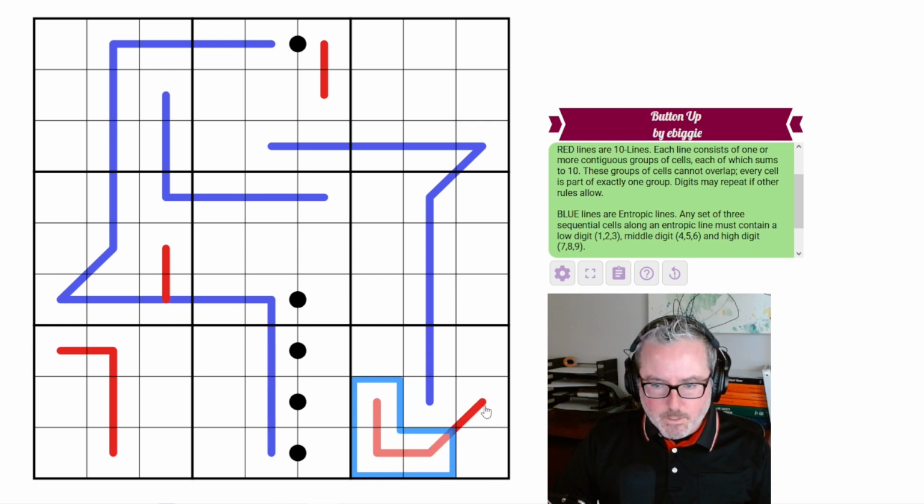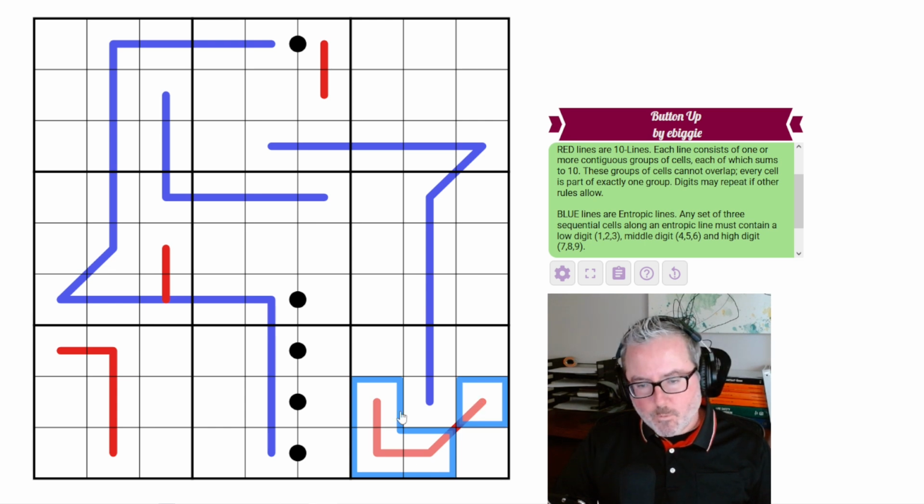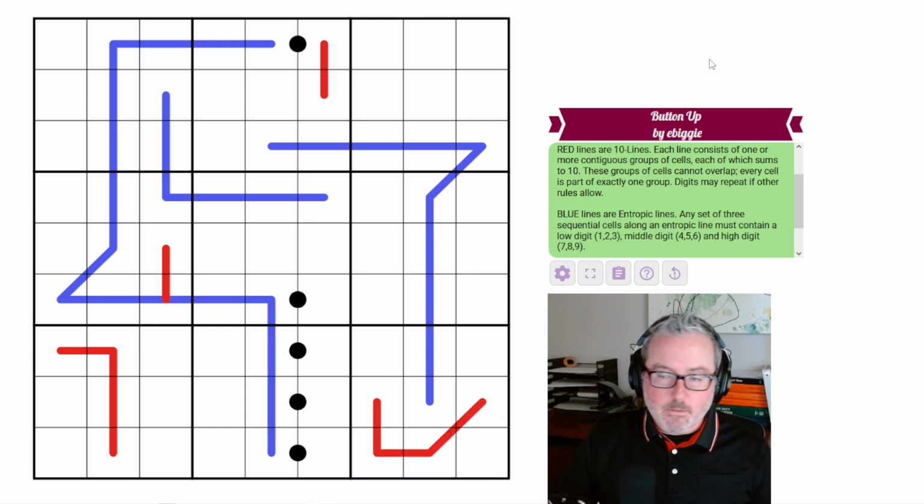So it'd be either 2 and 2, or you can do all 4 digits because 1, 2, 3, 4 would add up to 10. So that is how those 10 lines work. Again, you have to have either multiple sets that do not overlap, or in terms of 4 cells, you could have all 4 of those be used for the 10 line.